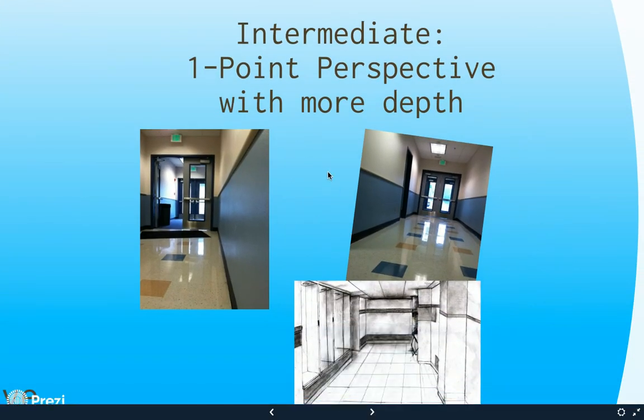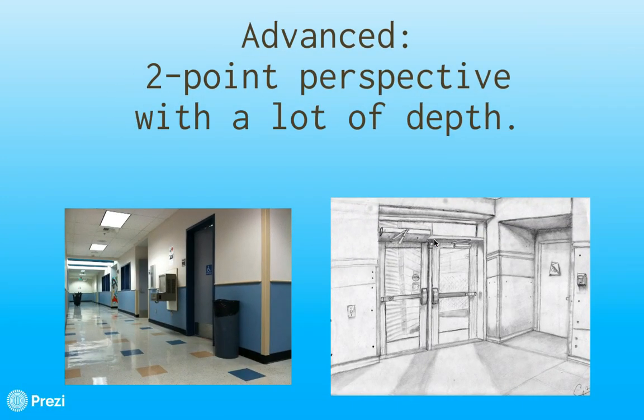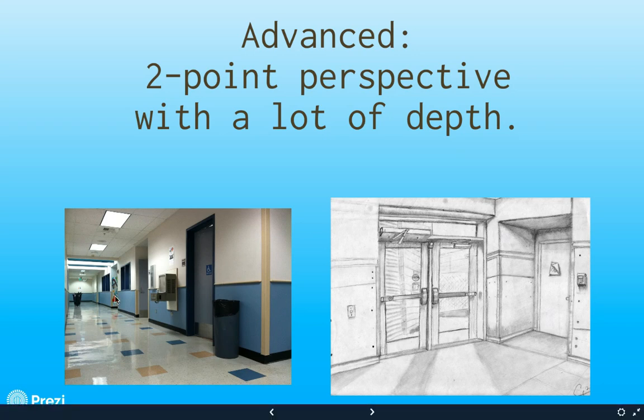So 1-point perspective, intermediate is the same perspective with ceiling and floor, 1 point, but with a lot more distance in it. So we're not as close up. Second, or advanced, is 2-point perspective, where we're looking down one hallway, or we're looking at a corner and then looking at another hallway down this way with lots of depth and distance. Here's an image of an inverted corner where we've got a wall going this way and a wall going that way. So there's an intersection of different perspectives.